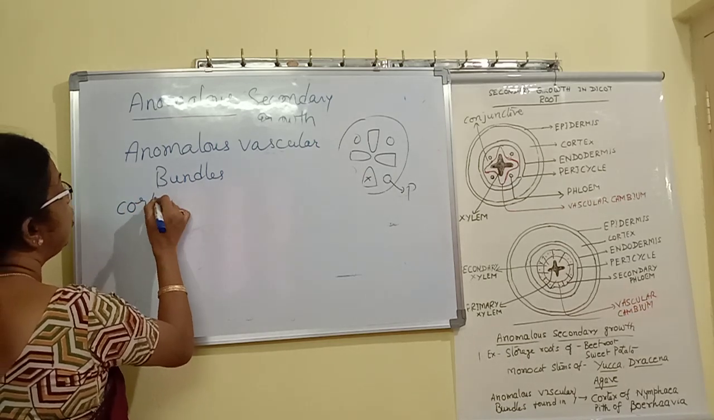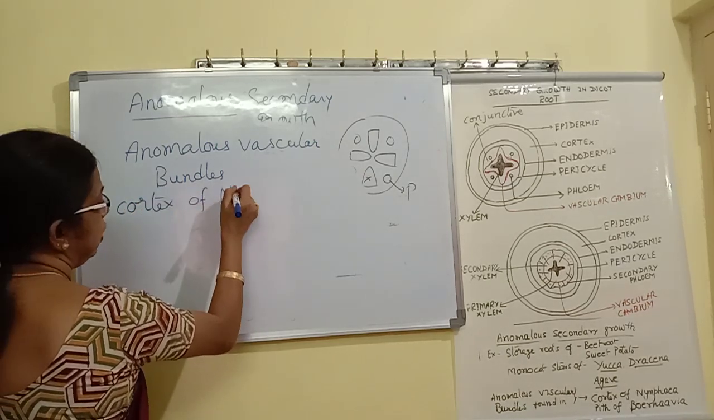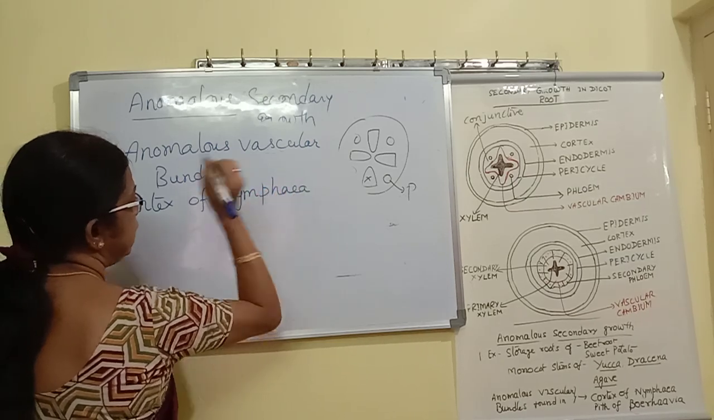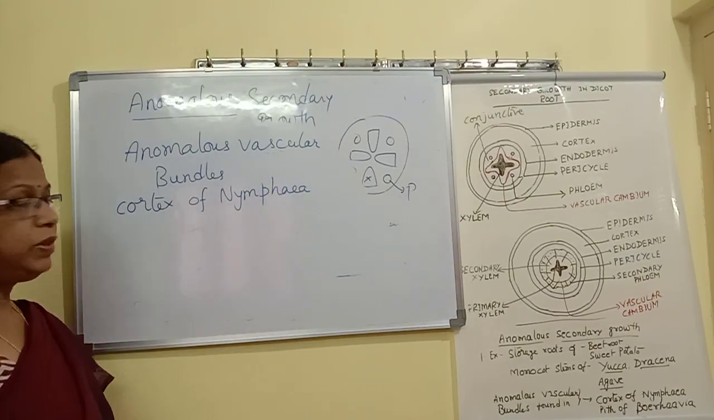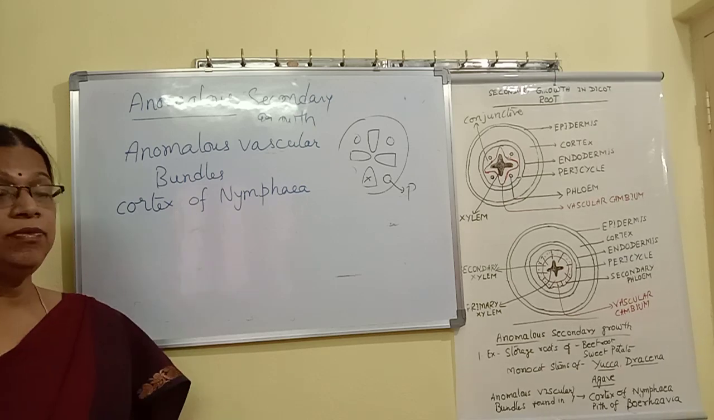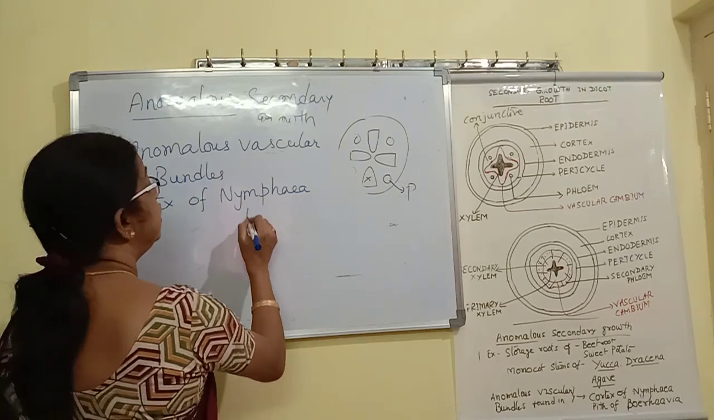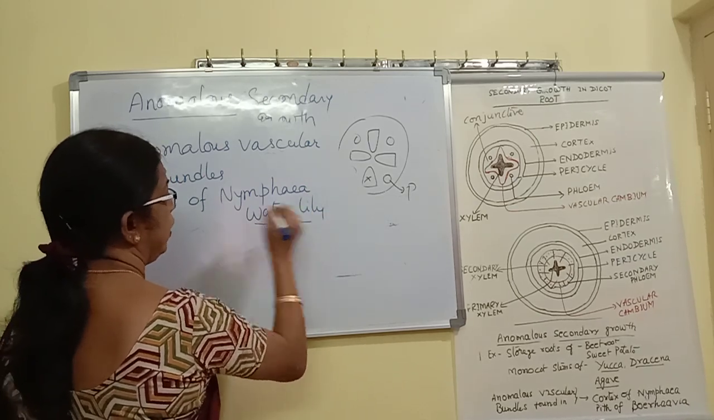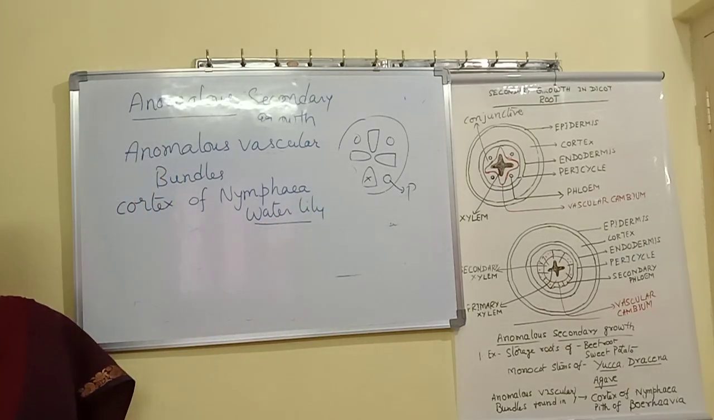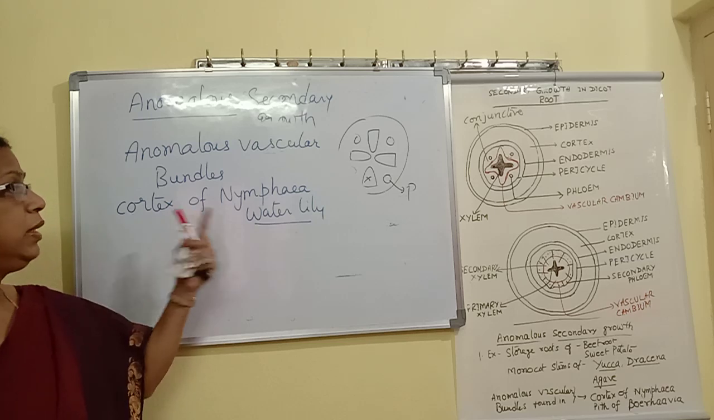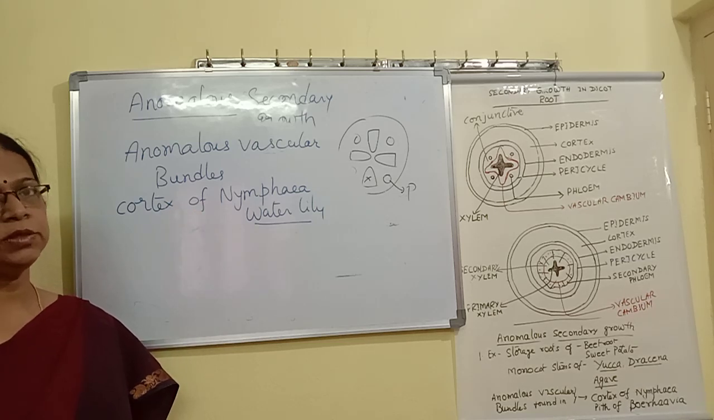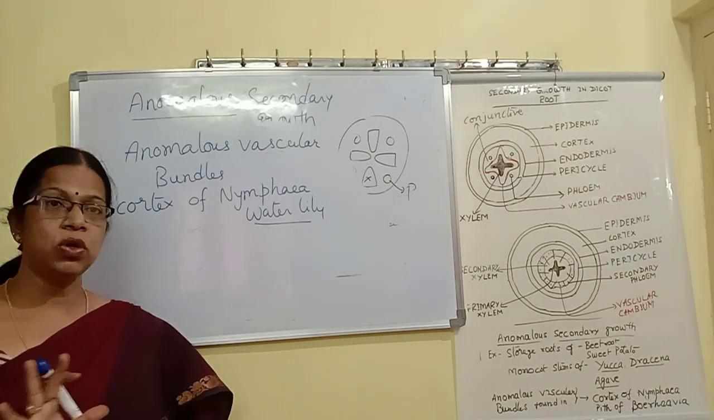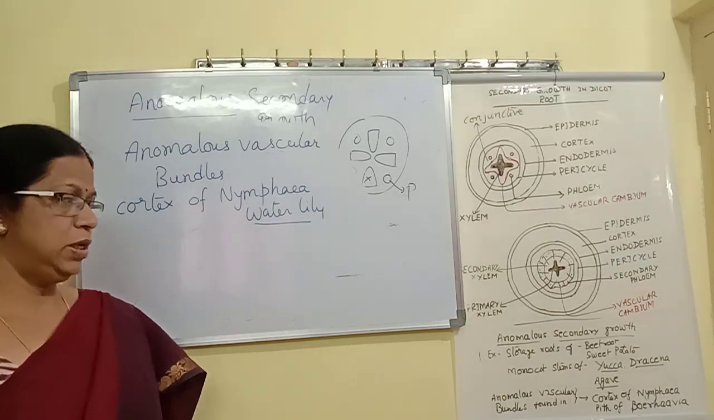Two examples we have of anomalous vascular bundles. One example, cortex of Nymphaea. Nymphaea is commonly called water lily. So here, the cortex of the stem of this plant will contain vascular bundles. Normally, cortex does not have any vascular bundles.